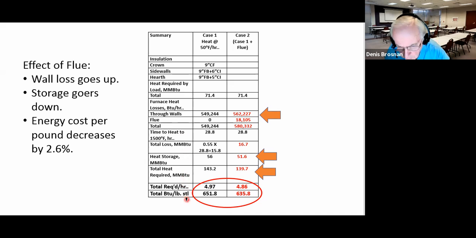So in case one compared to case number two, I actually had a little energy cost decrease per pound. And that's only because I'm using the energy more efficiently with the flue. I wanted to show you this just to show you that the numbers change a little bit when we do a model without a flue. But for convenience, I've tried to make these problems as simple as possible and not include a flue.